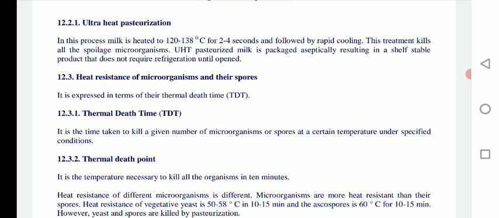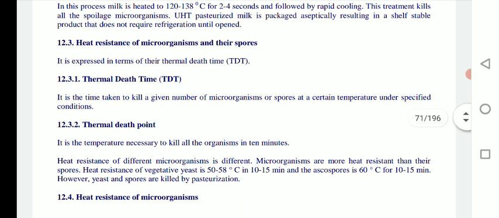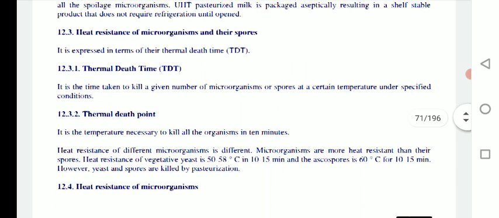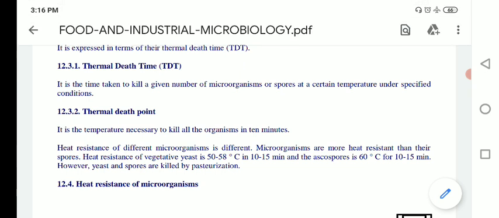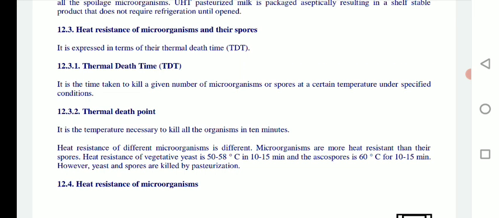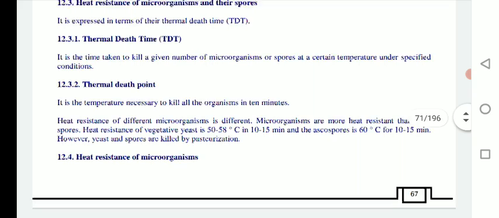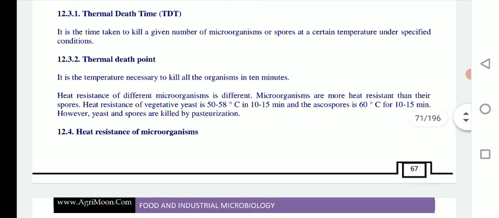Then heat resistance of microorganisms and their spores is expressed in terms of their thermal death time. So what is meant by thermal death time? It is the heat resistance shown by microbes and their spores. It is the time taken to kill a given number of microorganisms or spores at a certain temperature under specified conditions. So this is how we can define thermal death time. Then thermal death point.